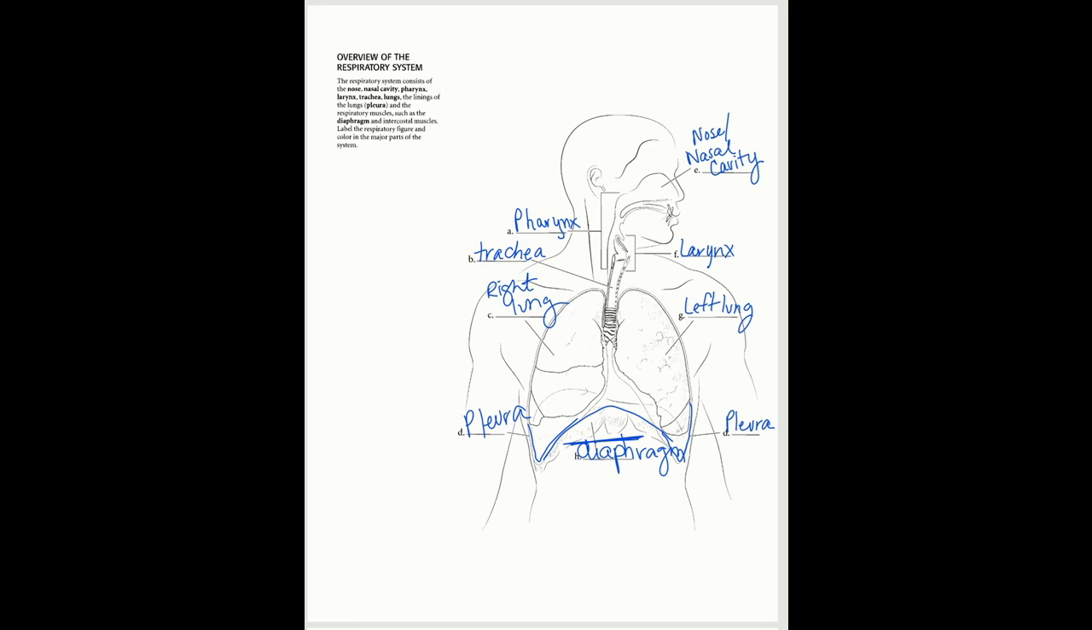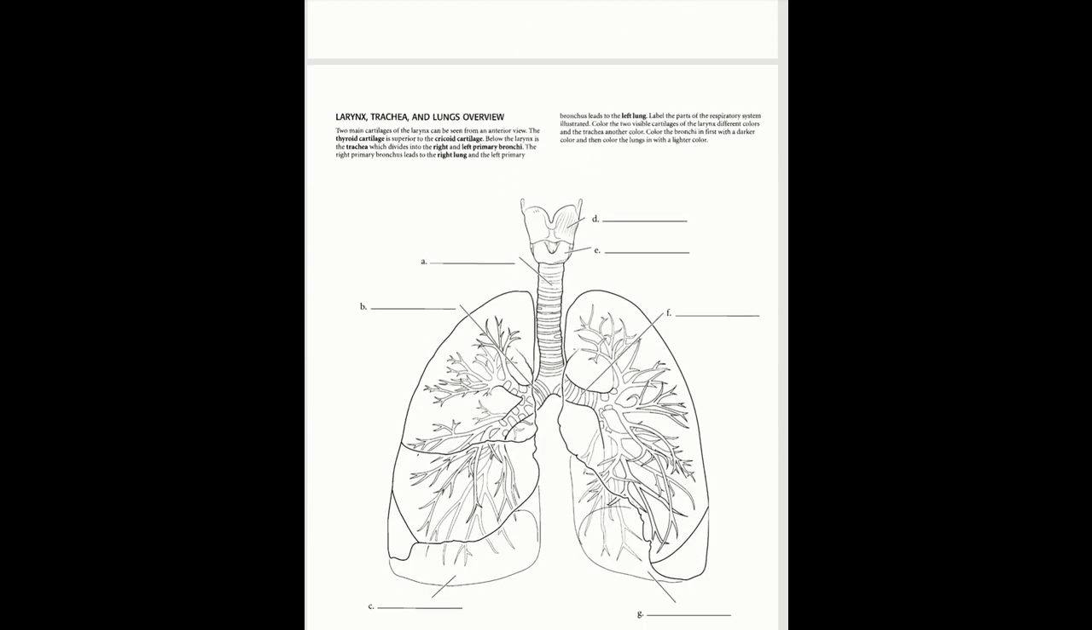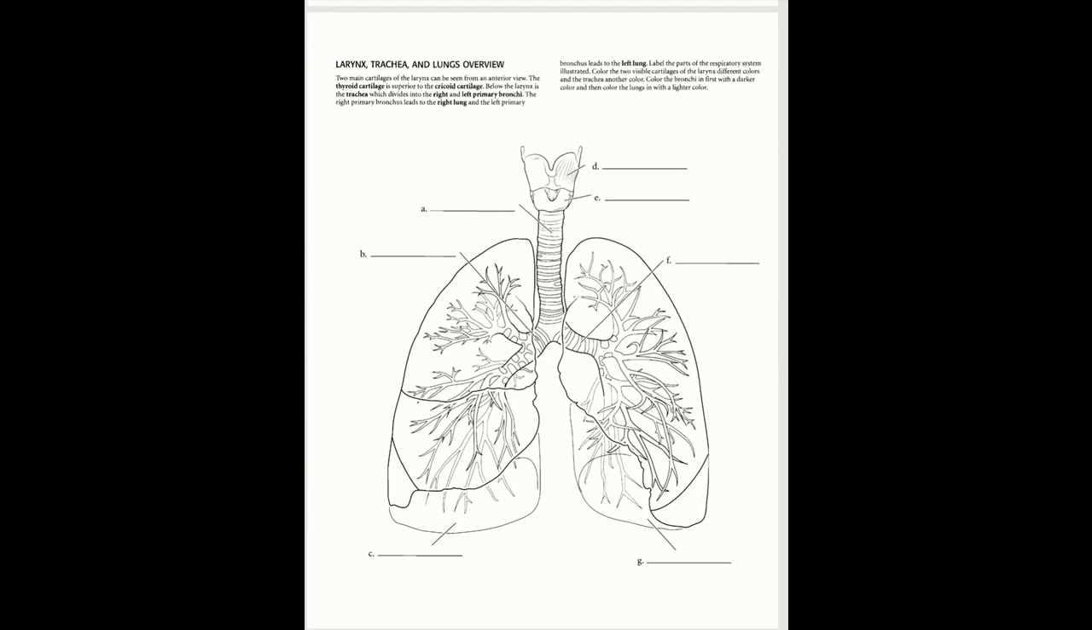Let's go ahead and move on to the next one, which is the larynx, trachea, and lungs. Again, a little bit out of order when it comes to the labels, but I'm going to just follow the pathway as we label these. Okay, so to start off, we're looking at D, and D is showing us the thyroid cartilage.